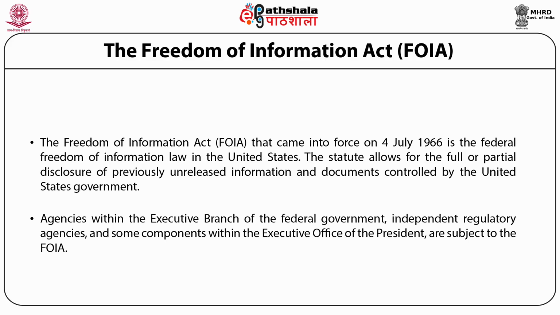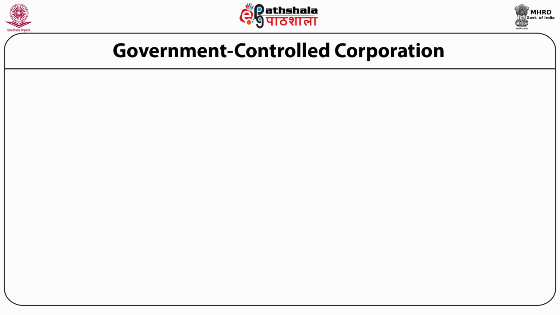Agencies within the executive branch of the federal government, independent regulatory agencies, for example, FEMA, the Disaster Management Agency, for example, or the EPA, the Environment Protection Agency in the United States, and some components within the executive office of the president are subject to the Freedom of Information Act. So you can make Freedom of Information requests in the United States to the executive branch of the US government, to independent regulatory agencies, for example, right? Now, government controlled, what does that mean?